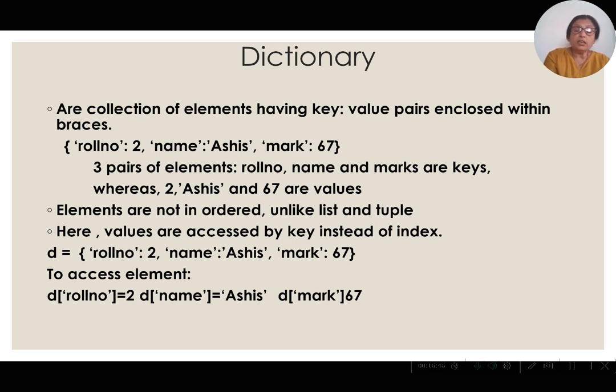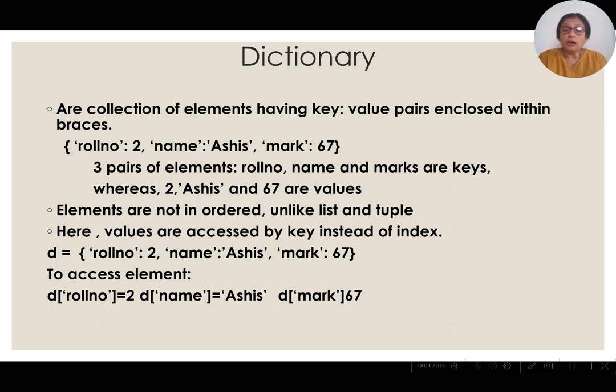So how can we access this? Suppose we want the value of the first key, roll number: dictionary of roll number, then it will print 2. Then D of name, it will become assist. D of mark, it will become 67.